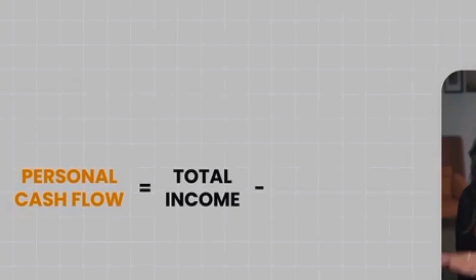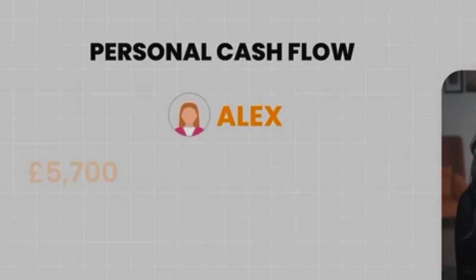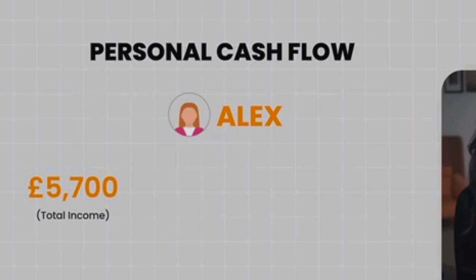Let's start with step number 1, your personal cash flow. This is essentially a measure of your financial efficiency. It's calculated by taking your total income and subtracting your fundamental costs. So let's look at an example. Alex, who earns $5,700 a month from her salary and a side gig.